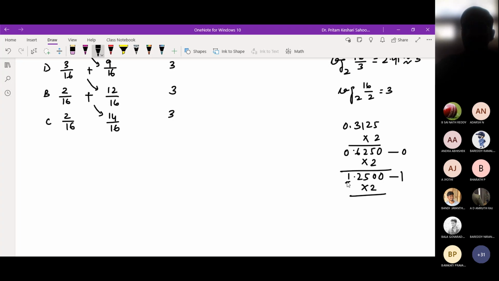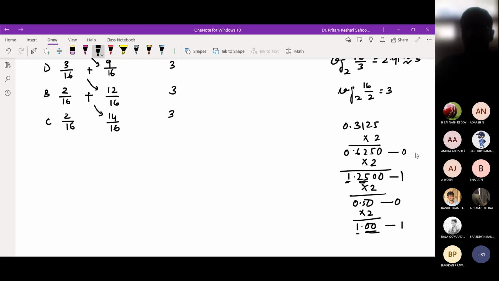When we multiply, do not consider the integer value. You just multiply the decimal value. So 0.25 becomes 0.50. Again, what is the integer here? 0. And you multiply by 2. You keep on multiplying until all the decimal places become 0. So it will be 1.00. All decimal places are 0, so you stop here. The integer is 1, so note down the integer.